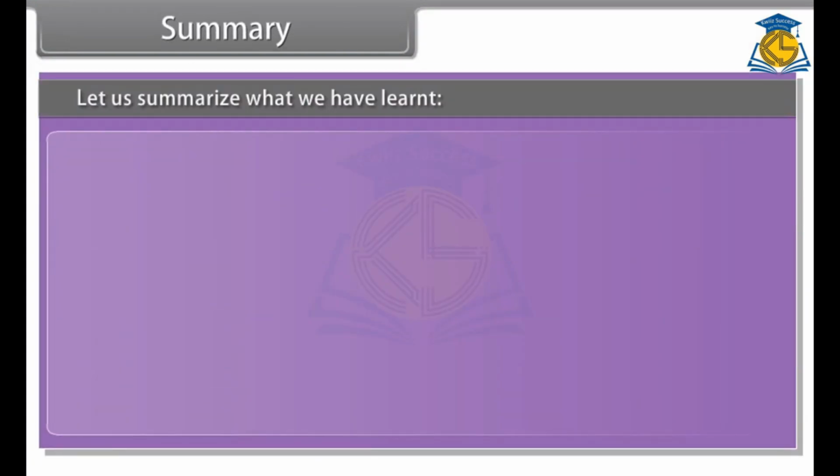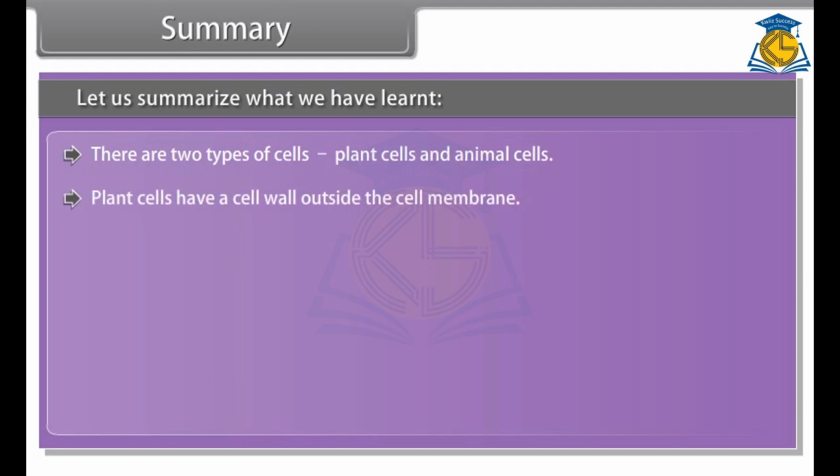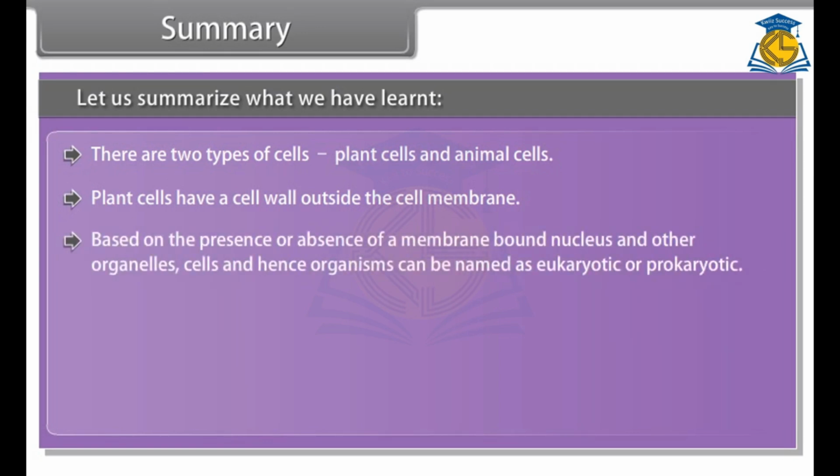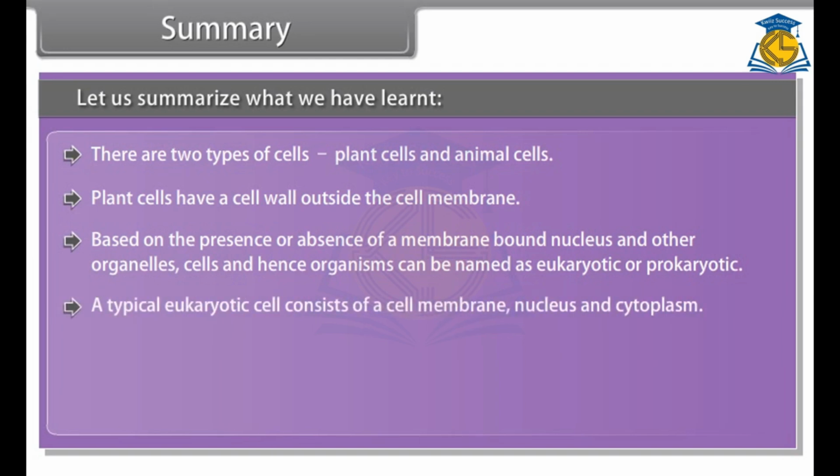Summary. Let us summarize what we have learnt. There are two types of cells, plant cells and animal cells. Plant cells have a cell wall outside the cell membrane. Based on the presence or absence of a membrane-bound nucleus and other organelles, cells and hence organisms can be named as eukaryotic or prokaryotic. A typical eukaryotic cell consists of a cell membrane, nucleus, and cytoplasm.